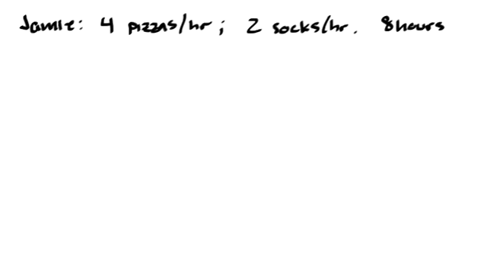So let's construct a production possibilities curve for Jamie, who could make 4 pizzas per hour or make 2 socks per hour, and he's going to work 8 hours a day. So go ahead and draw your production possibilities curve.